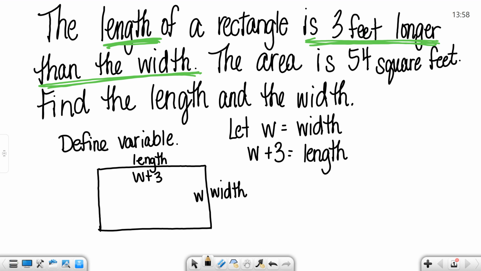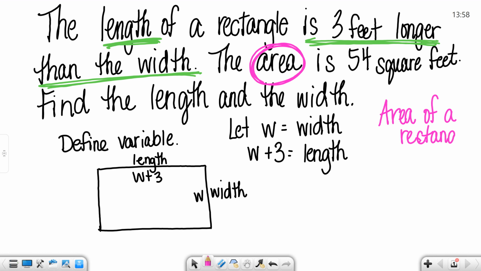All right. Now, the next thing that I need to look at in my particular problem here is this word area. Do we know how to find the area of a rectangle? Okay, the area of a rectangle is found by multiplying the length times the width. All right, that's how we find the area. They told us in this problem that our area is 54 square feet. So where I see this letter A, I'm going to put 54.